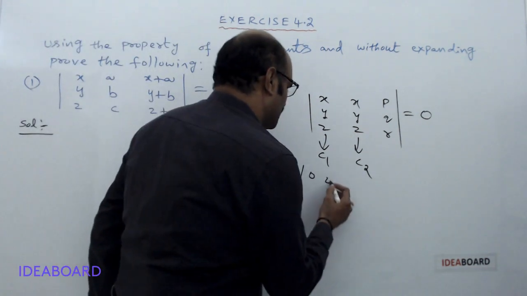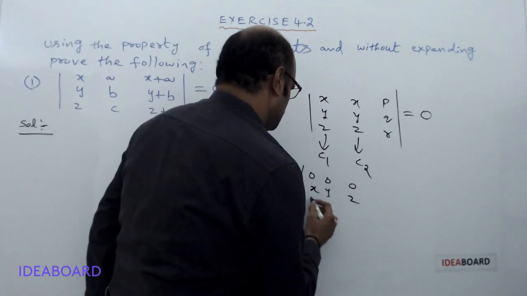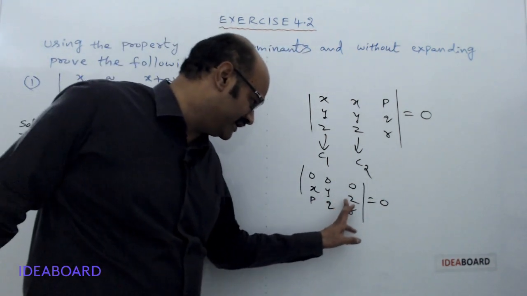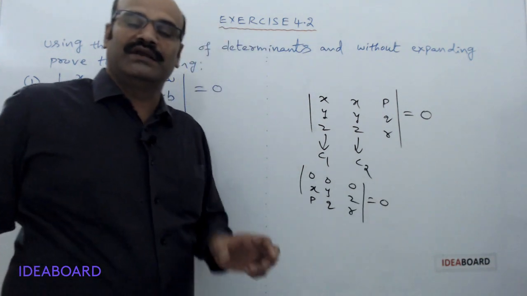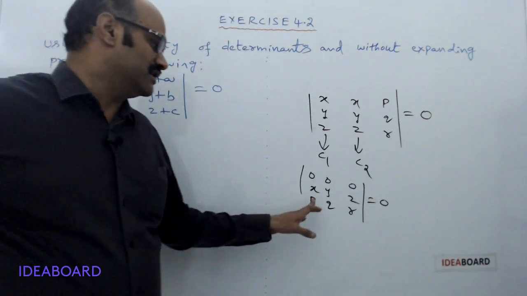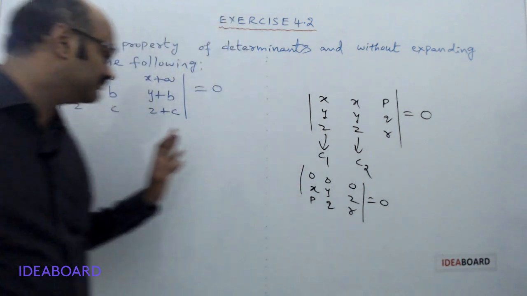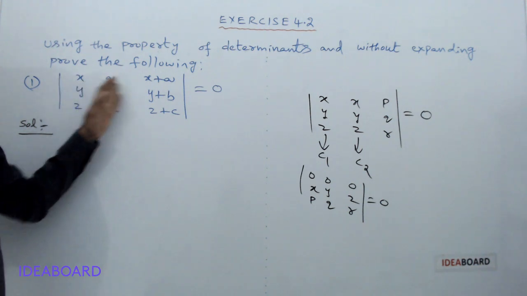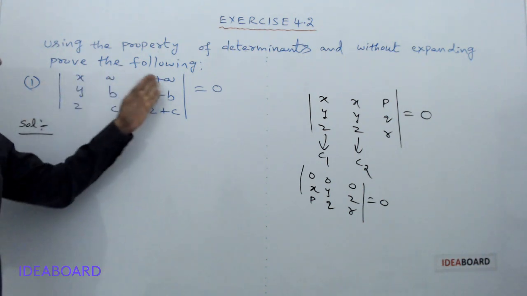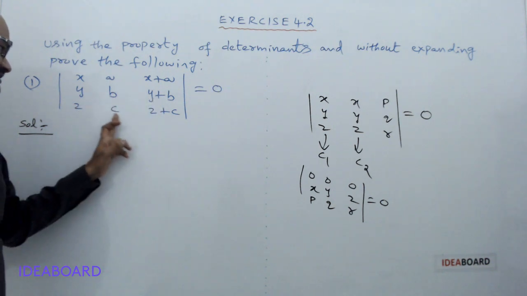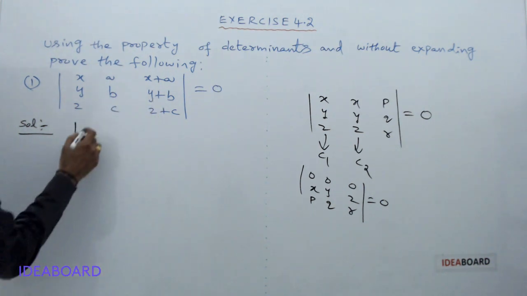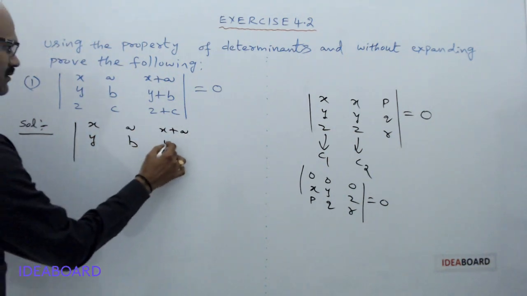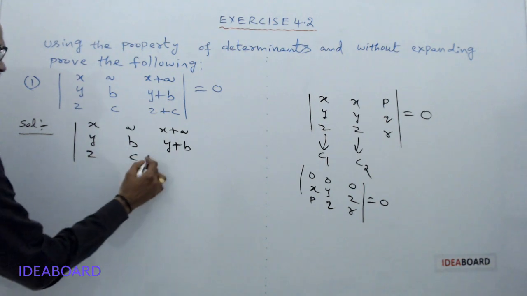If each and every element of any row is equal to 0, then the value of the determinant is also equal to 0. If any two rows are proportional, then the value will be equal to 0. Now here the problem is the determinant of x, a, x plus a; y, b, y plus b; z, c, z plus c.